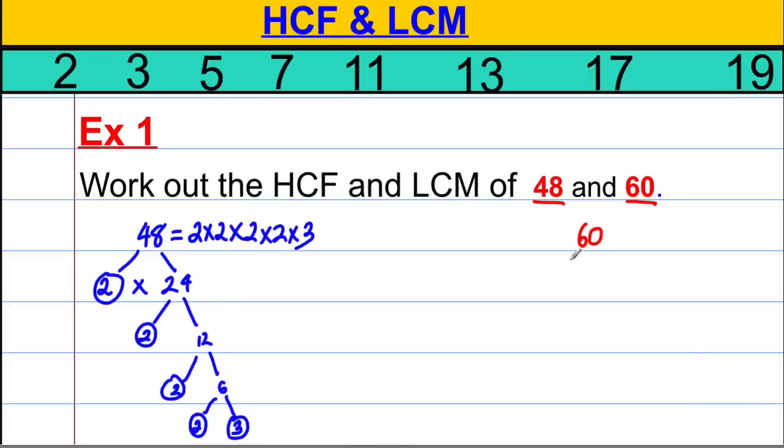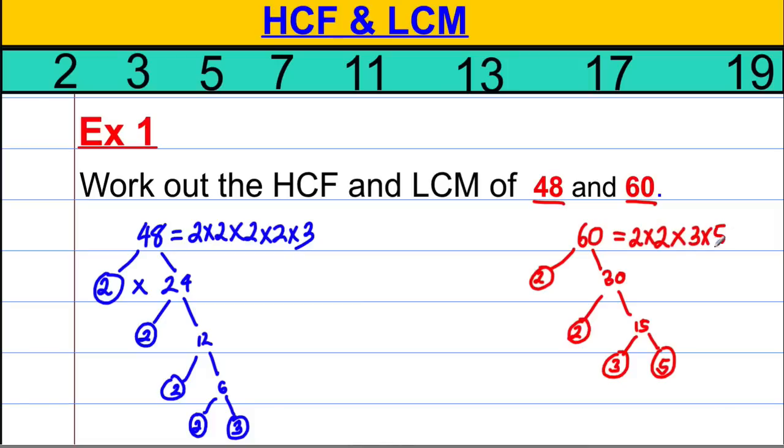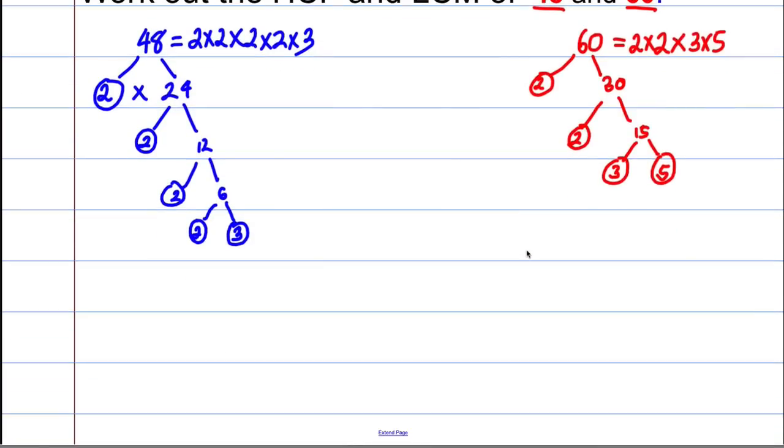Let's do the same with 60. 60 we can write as 2 multiplied by 30. 30 is composite, so we can break it down into 2 multiplied by 15. Now, we can't write 15 as 2 multiplied by another whole number, so we try the next prime, which is 3, and we can write that as 3 multiplied by 5, and 5 is prime. So 60 is 2 multiplied by 2 multiplied by 3 multiplied by 5. Right, so we have written 48 and 60 using their prime factors, and this is going to be really helpful to us.